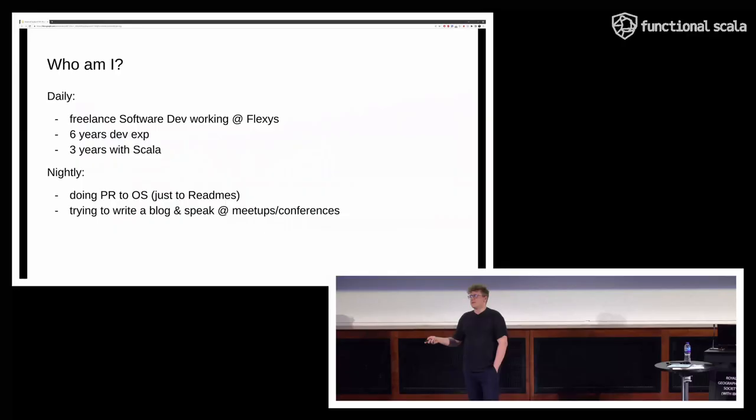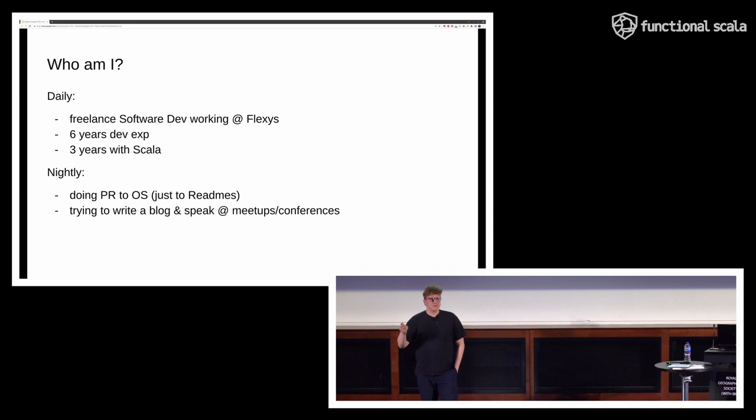So my name is Marcin, and today I'll be talking about the state of Scala HTTP layer. If you're familiar with other talks at this conference, but maybe you missed them, there are plenty of case studies showing people building real applications on ZIO, on the Cats level, type level, and using Cats Effect stuff. So I'll be showing some experiences that we have at Flexis. Nightly, I'm trying to speak at these conferences, meetups, and doing some pull requests to open source, but just to README, because I barely understand the other parts.